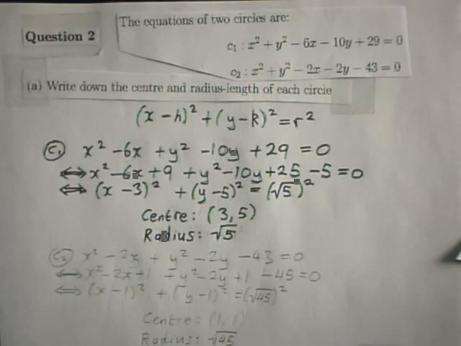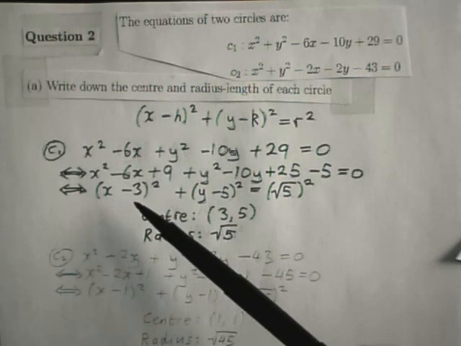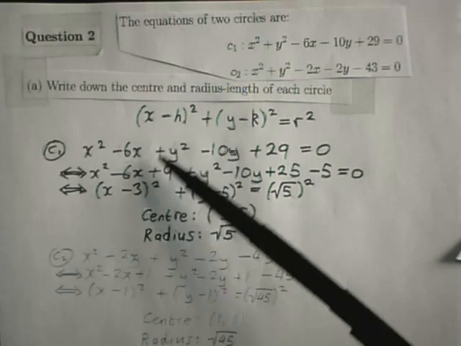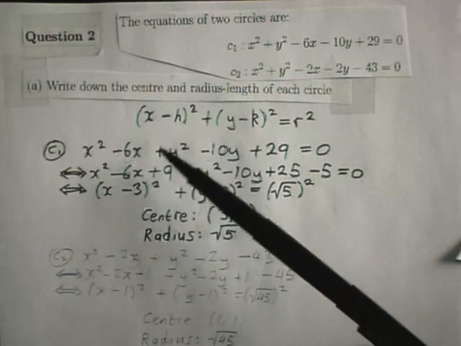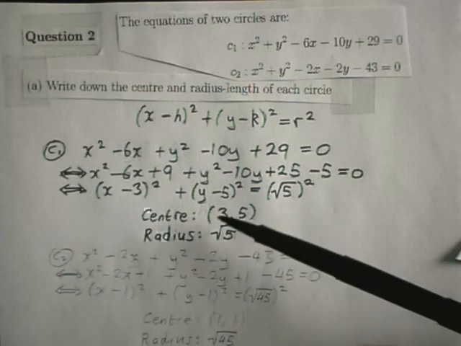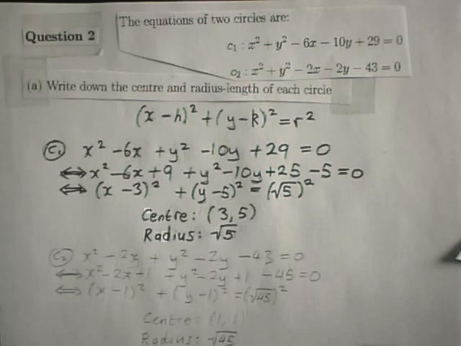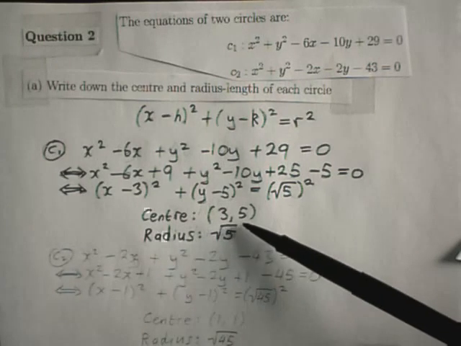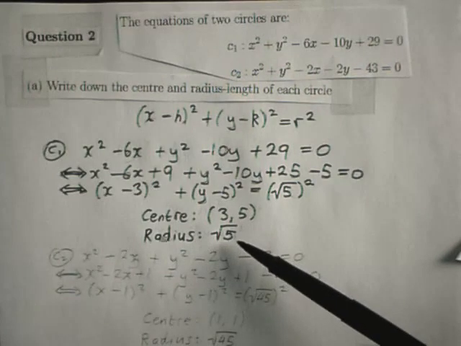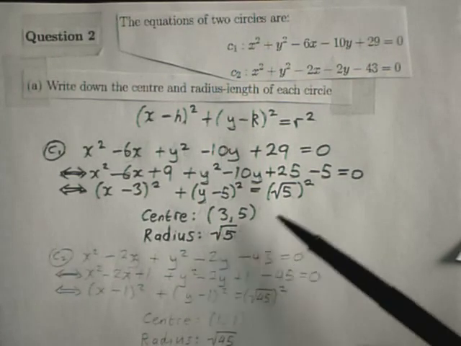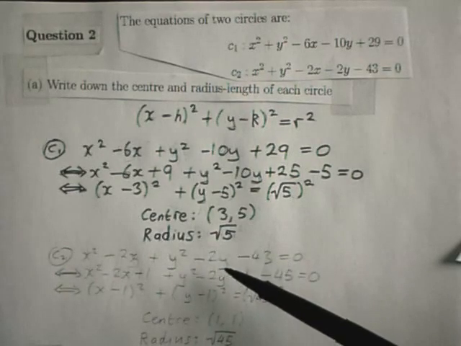Lastly then, just to formalize my answer, see this here, I've got an x minus 3, so that's an x minus h, which means that 3 here is the same as my h, which is the x coordinate of the center of the circle. Same here, I can tell that 5 is the y coordinate of the center of the circle, so the center has coordinates 3, 5. I also mentioned a minute ago that the radius is the square root of 5, so I can just take that right from here and put it down, square root of 5.